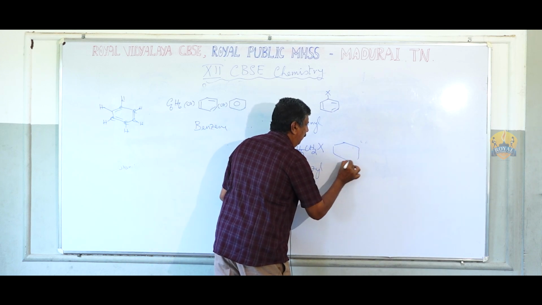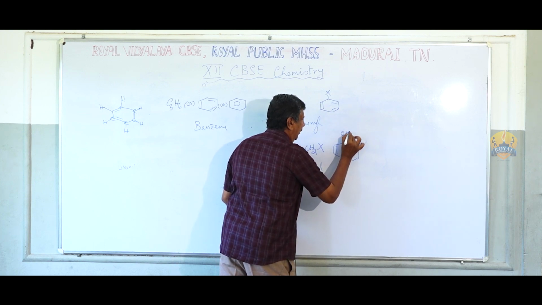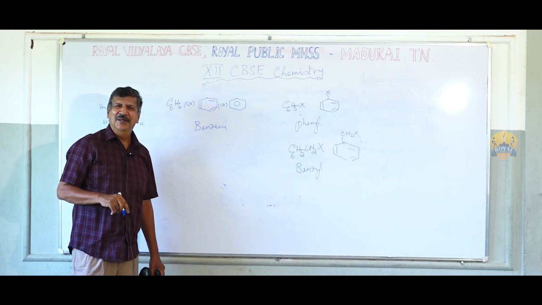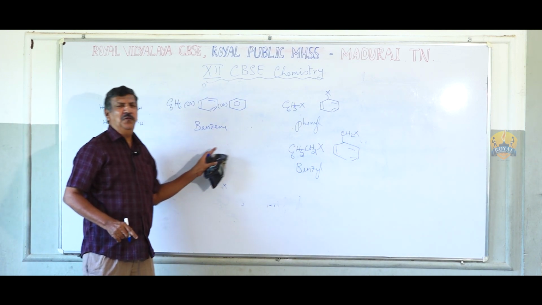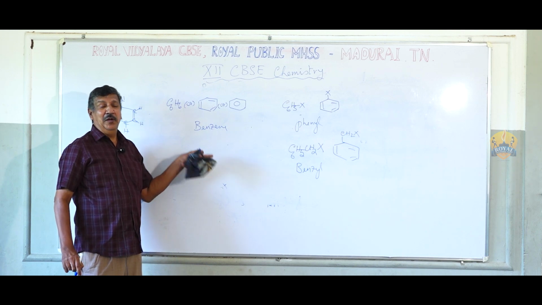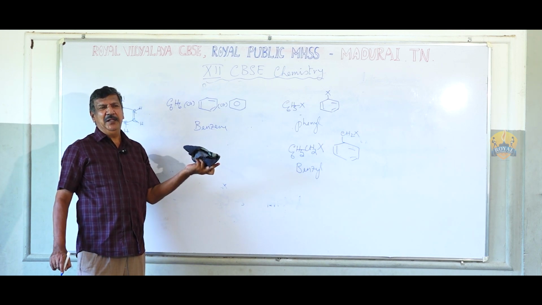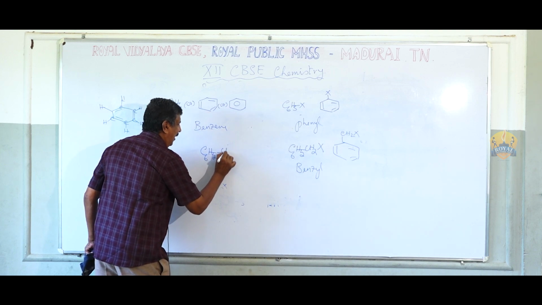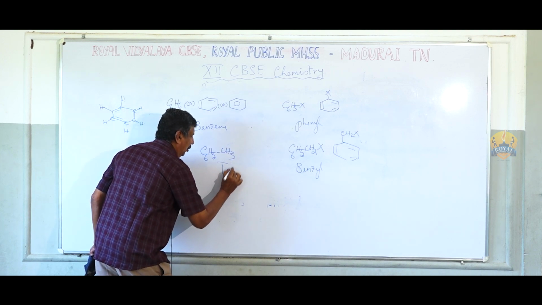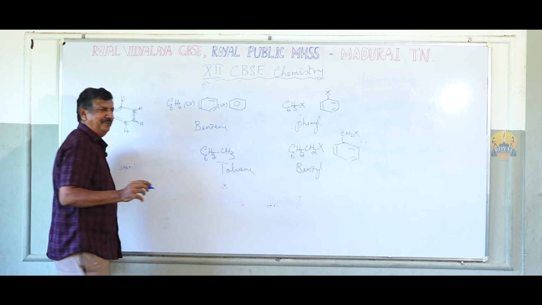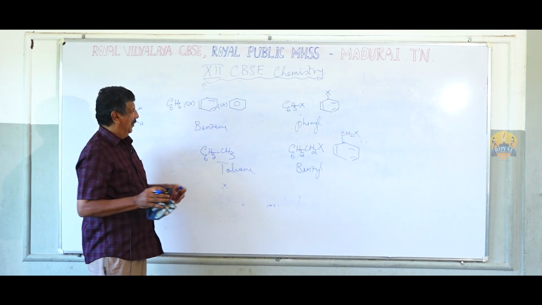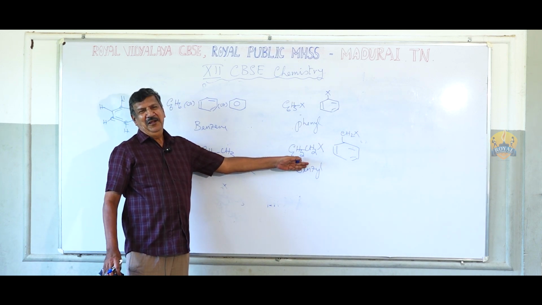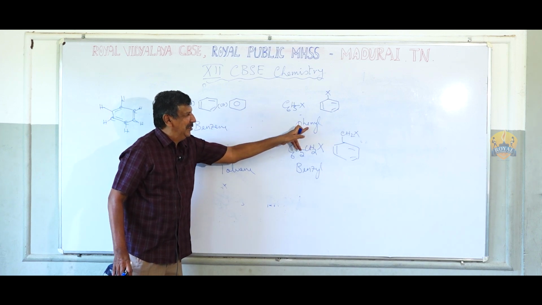In ring form, you can write like this. This is benzyl. Then you'll ask me, what is the parent compound for benzyl? This is the parent compound of benzyl. This is called toluene. You see the difference? For toluene, they are calling it benzyl. For benzene, they are calling it phenyl.